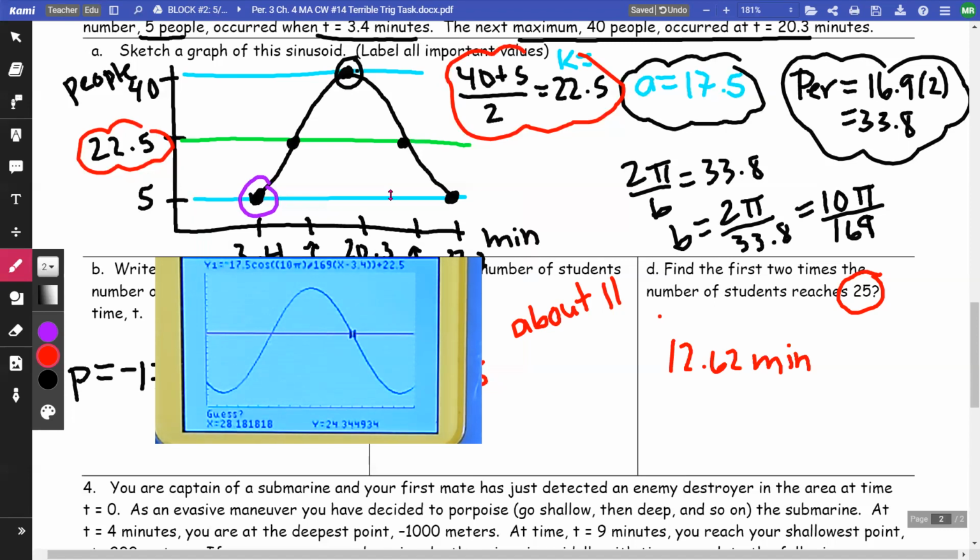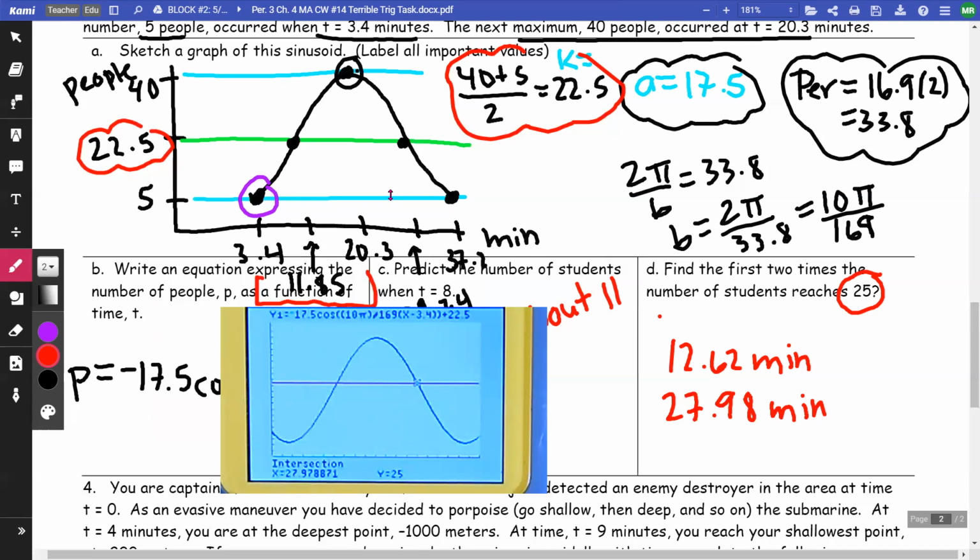Hit enter, enter, enter 3 times. And the next time is at 27 point, let's say 98 minutes. Okay, and those are our answers.